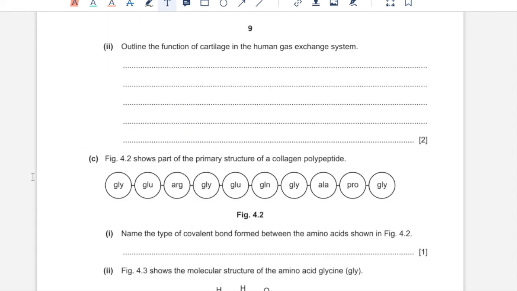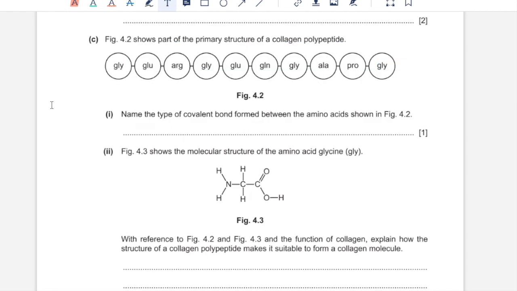To outline the function of cartilage in a human gas exchange system, they prevent the trachea from collapsing when pressure in the trachea decreases during inhaling, and because the trachea has to move during the breathing process, it also provides support. See figure 4.2, which shows part of the primary structure of a collagen polypeptide.